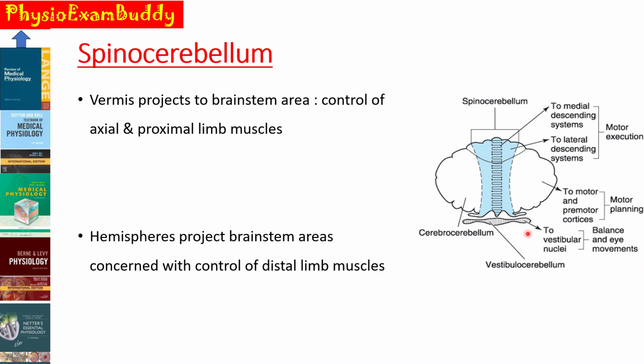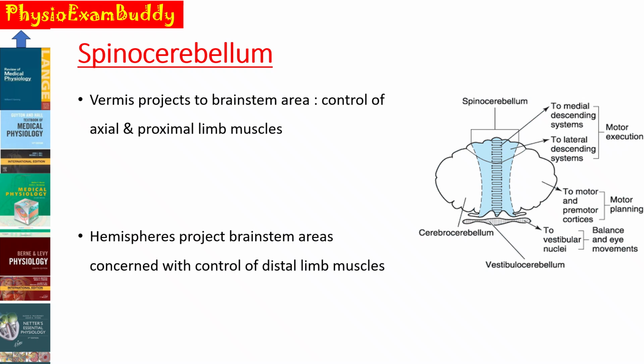Next is about the vermis, which projects into the brainstem area. The fibers that project from the vermis to the brainstem area mainly help in the control of the axial as well as proximal limb muscles. And the hemispheres also project to the brainstem areas, which control the distal limb muscles. So the central portion of the vermis which projects into the brainstem controls the axial as well as proximal limb muscles, whereas the hemispheric portion adjacent to the vermis which projects into the brainstem areas is concerned with the control of the distal limb muscles.